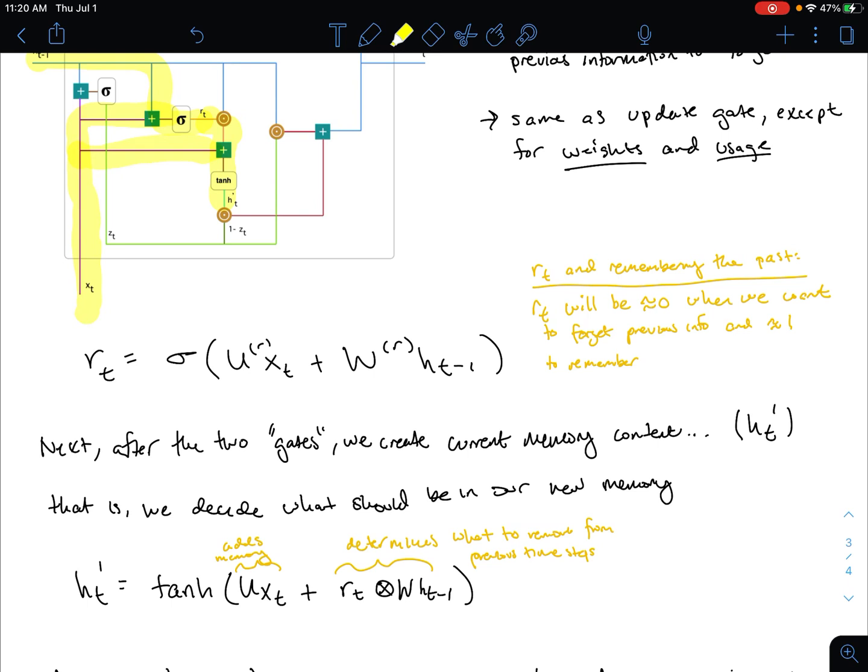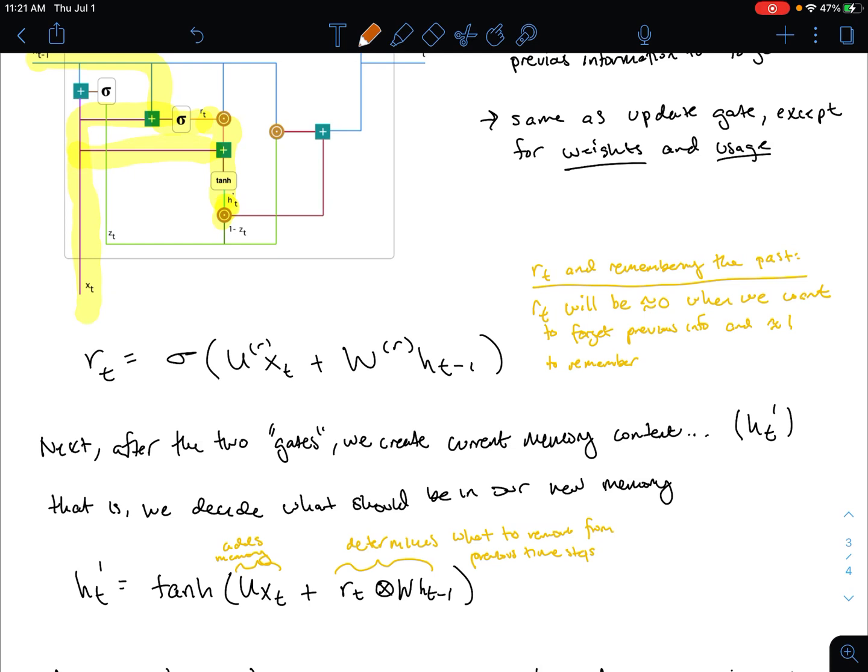So once we figure out how much previous information to forget, we're going to add that to the input to create our new current context, right? We have our current input and we're adding it to some remembered historical information to create our current context. And then we're giving those certain features of the current context either enhancing them or decreasing them in importance with this tanh function. That's going to output a vector of values between -1 and 1. So after these two gates, we've created this current memory context.